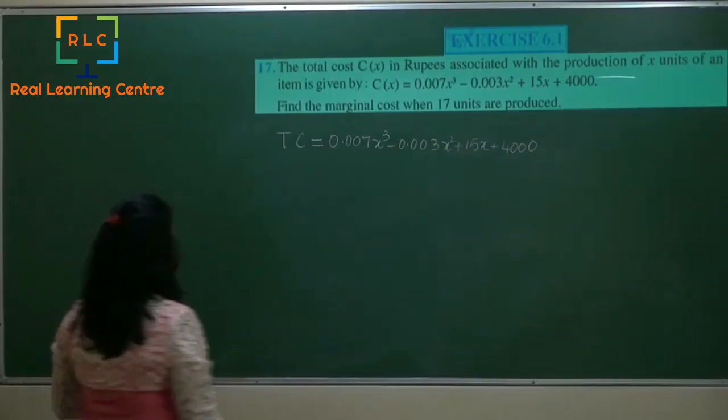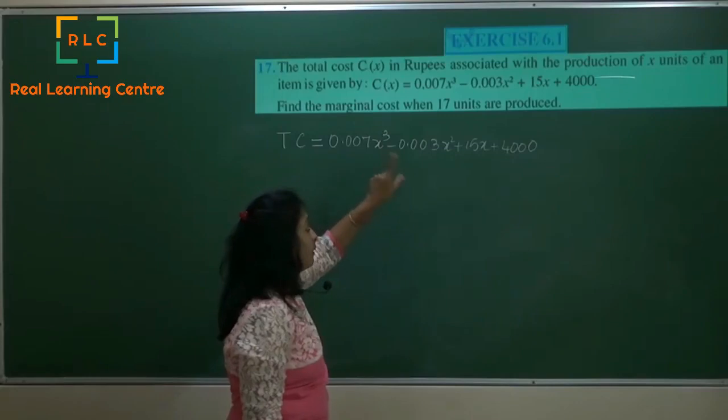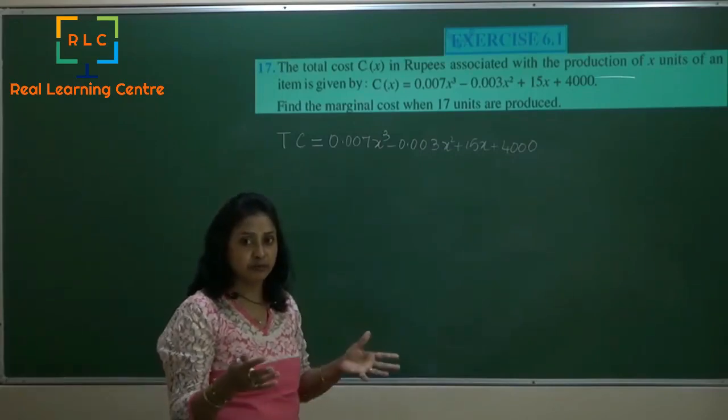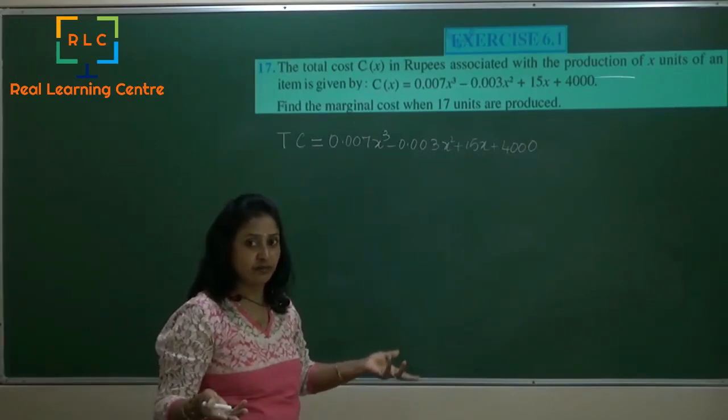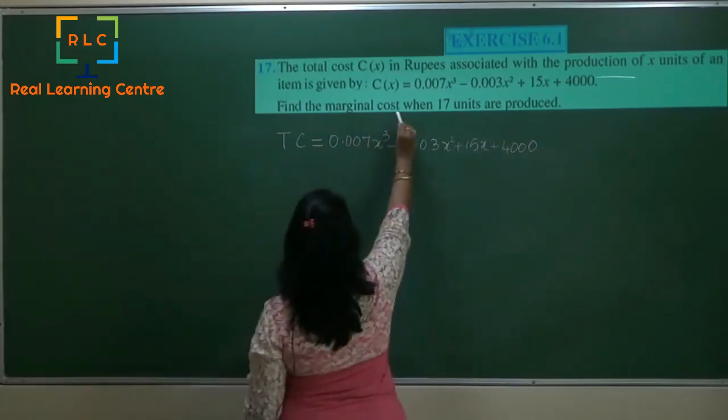So we'll come to this. This total cost definition is given to us, where x will be the number of units, number of items, number of pencils, number of books, number of scooters, number of cars, whatever it may be. The marginal cost I have to find out.